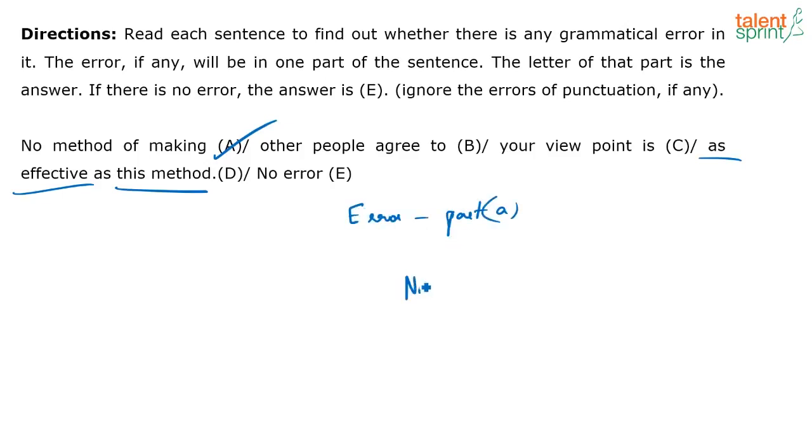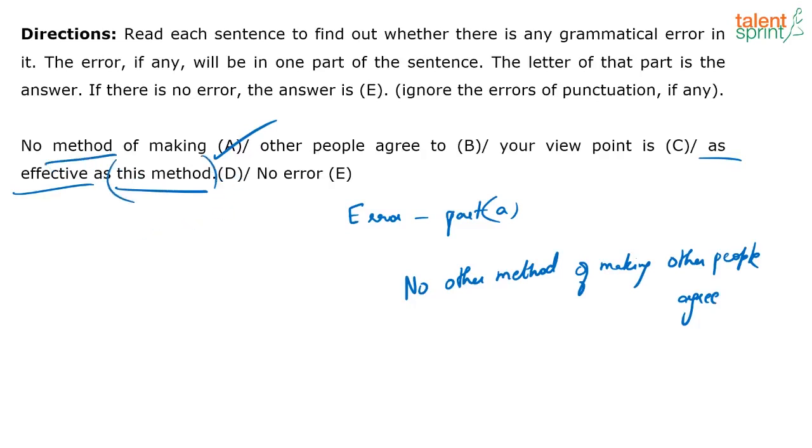All I have to do is just add no other method of making other people agree. Remember, what is compared here? Method is what? This method. So when I'm comparing, I'm saying there is no other method as compared to this method which is making other people agree to your viewpoint. So basically the context is saying, boss, if you want to make other people agree to your viewpoint, I'm telling you there is no other method than this method that you can use.